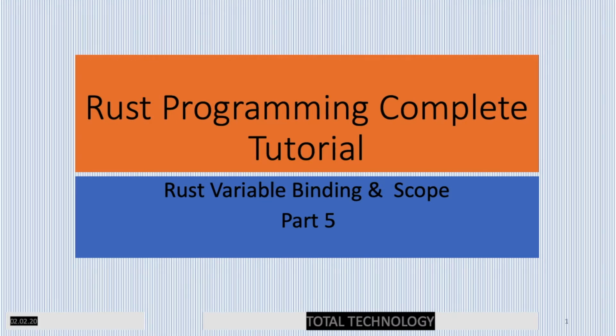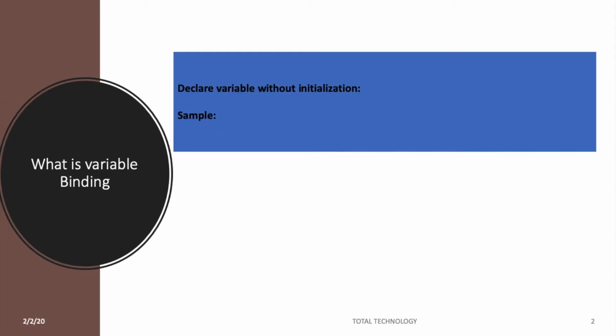This is tutorial 5, and in this tutorial I'm going to talk about Rust variable binding and scope. In the last video we saw how to declare a variable, and in this tutorial we will see what variable binding is and what the scope of a variable is within Rust. So first things first, what is variable binding?